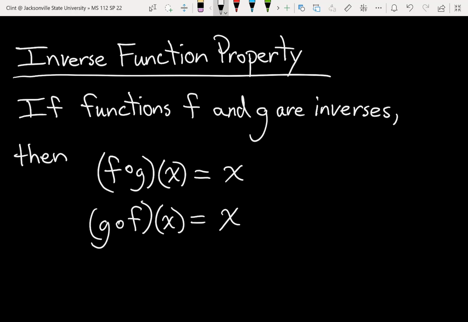So we talked about function composition last thing on Tuesday. So we can use that as a test to see if two functions are inverses. We do the composition both ways around, in both orders. And if both times we get x after we simplify, just only x, then the two functions are inverses. That would basically mean that f cancels out g and g cancels out f, and we just get the x that we started with.